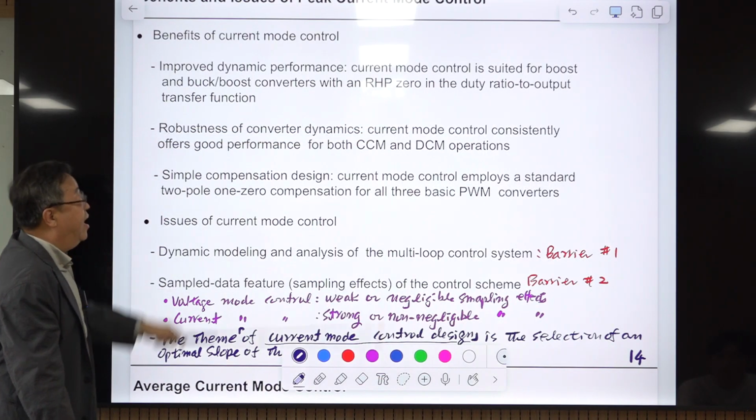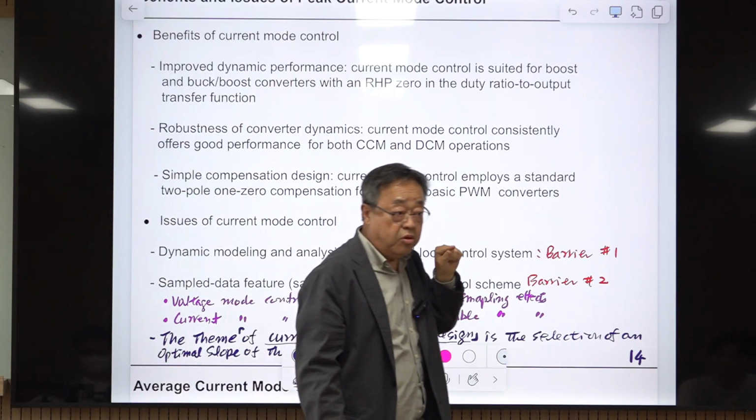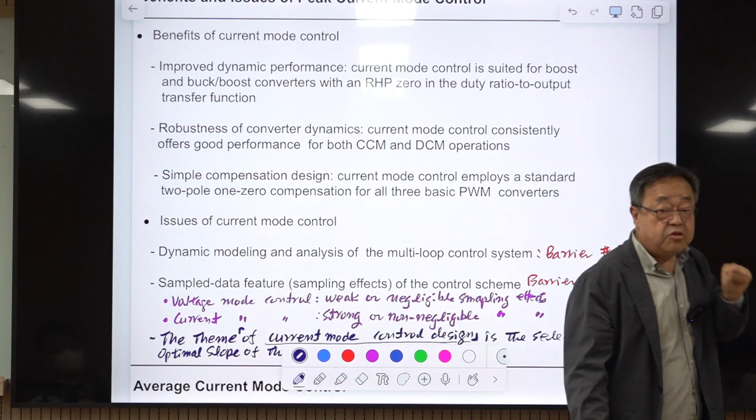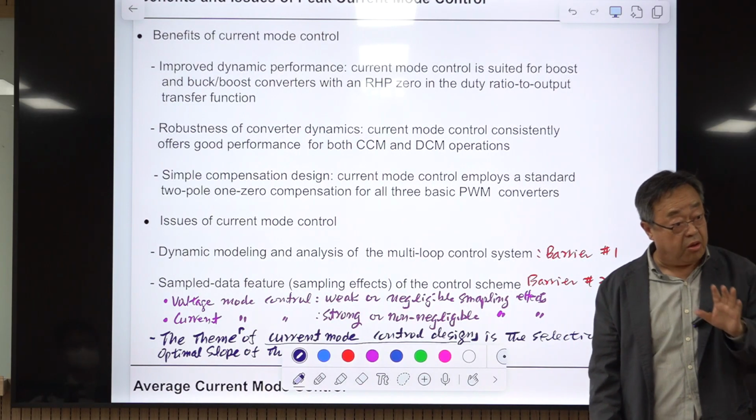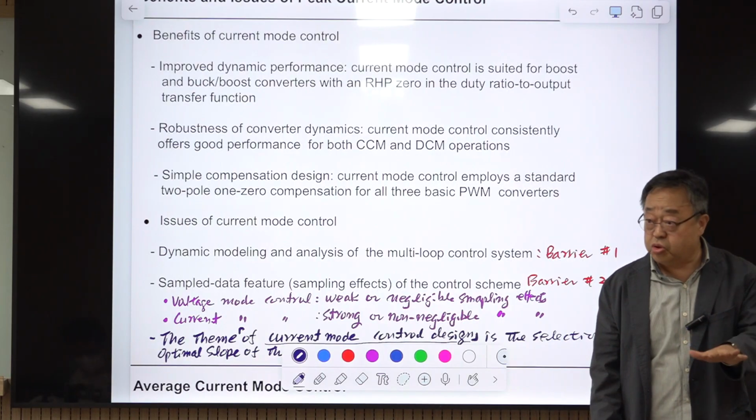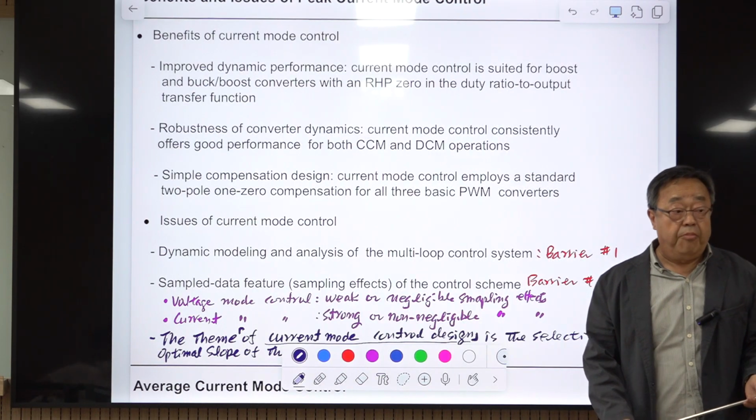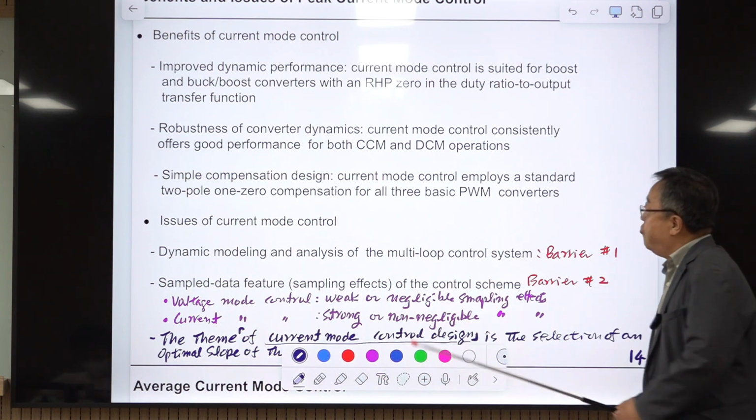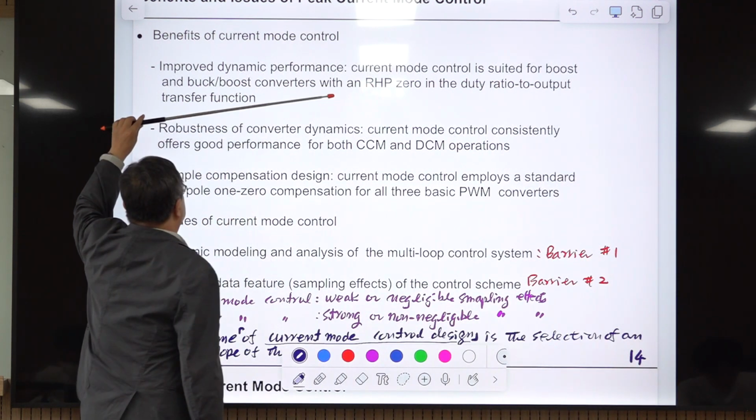Okay, and this current mode control is good for the buck converter too. So this current mode control can be applied to all the PWM converters, including the boost and the buck-boost converter, and of course the buck converter. Okay, and that is the first benefit of using current mode control.